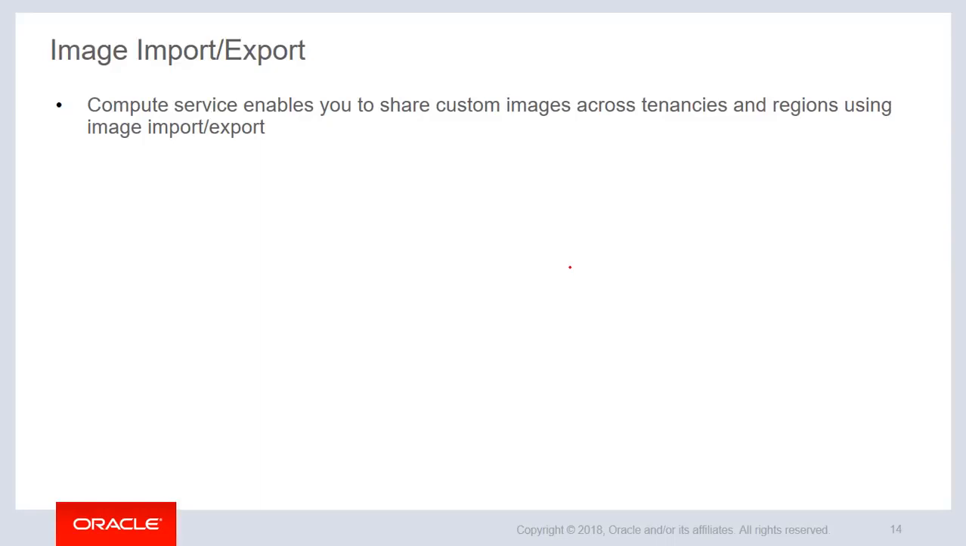There is also a feature called image import export. The Compute service enables you to share custom images across tenancies and regions using this feature of image import and export. Now, image import and export, as you can guess, uses the OCI Object Storage service. So the image is stored in the Object Storage service, and this service has an endpoint in all the regions. So you could get the image, let's say, from Phoenix to London. This is one way for you to get the image. Otherwise, it's a very manual process, and you can also use it across tenancies. So if you are a partner ISV and you have an image which you want to share with all your customers, you could use this feature.